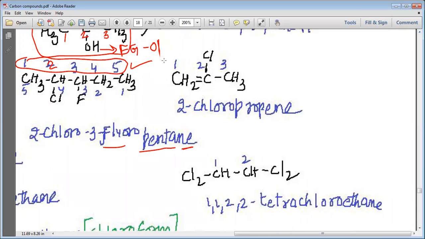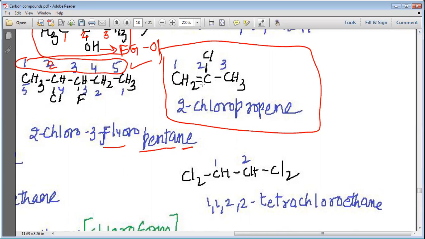In the same way, my dear students, if you look at this, there is a double bond. There is a chloro. If you give the number even from this side, the chloro is always on the second carbon. But here it is from the first, the double bond is between the first and second carbon. If I give numbering this way, the double bond is between the second and third carbon, and that is why this is wrong. This is the right way to give the number.